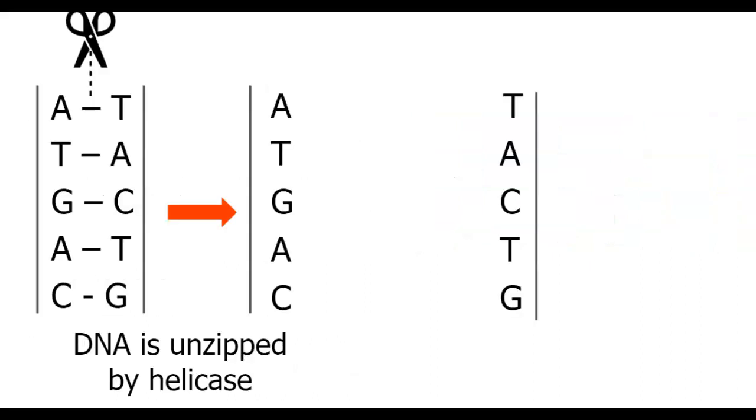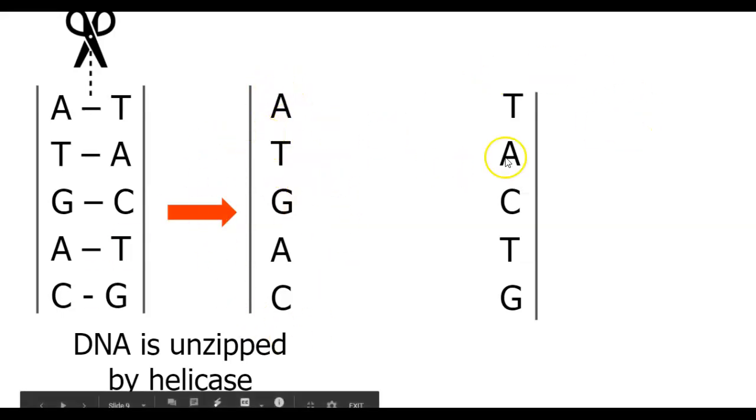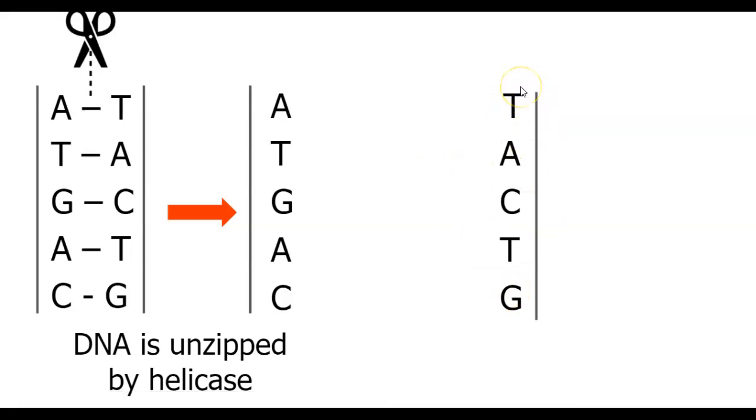All right, so let's go through this process again. You don't have to write this down. If you would like to, you may. But remember we said the first step, DNA is unzipped by helicase. So I have my little scissors, my zipper. It's going to cut these bonds in our DNA. So now we've got 1 strand of DNA and another strand of DNA.